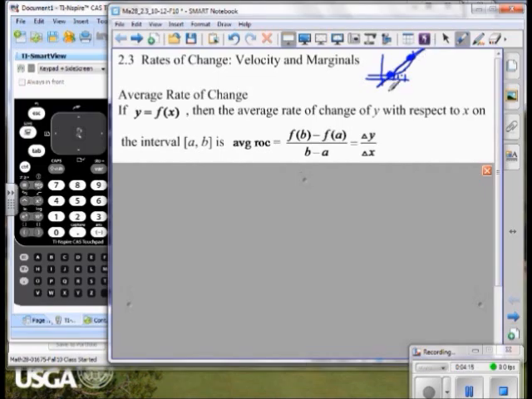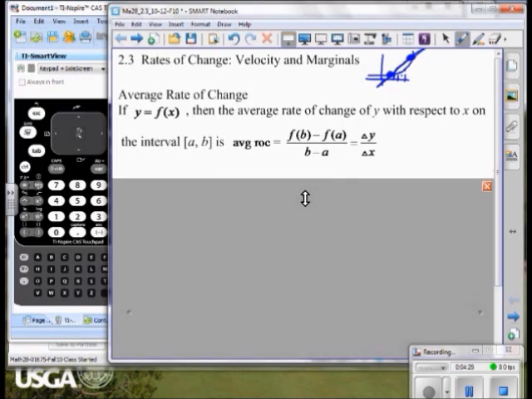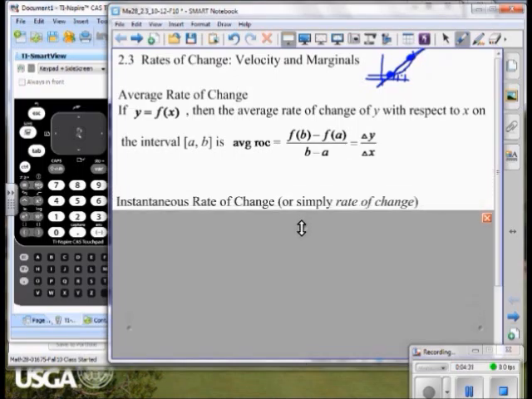Average rate of change is the slope of a line secant to a curve, it has to have 2 points to do that. Again, we've done this before. This is not completely new information here. But the average rate of change is the slope of the secant line. Instantaneous rate of change is something a little more involved. Instantaneous rate of change, or simply what we call rate of change, is what we've been involved with for this whole semester.